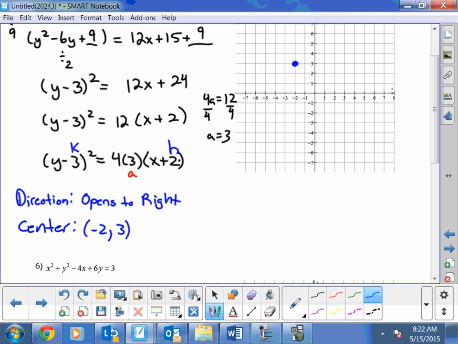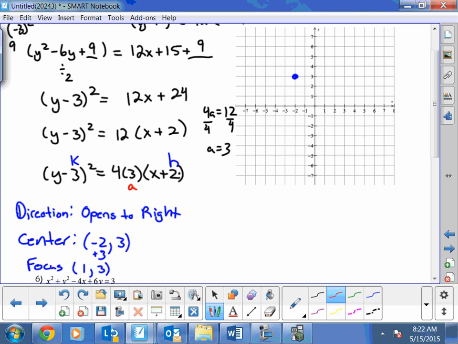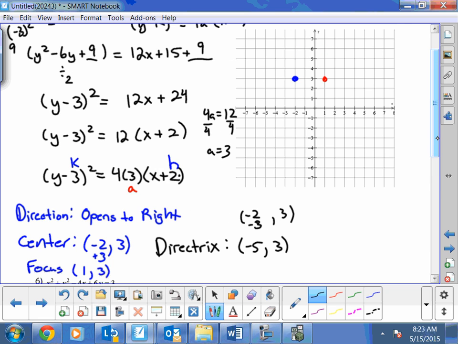And then from this point on, we go our a value to find the focus, not foci, because there's only one. It's going to be plus a to this one, so plus 3. So if you need the exact point, it's going to be 1, 3, and it's going to show up on here too, because you count 3 values this way. And to come up with the directrix, it's going to be the other distance. We take our center, negative 2, and subtract a, which is 3, and keep the other 3. So we're going to get negative 5, 3, and this should be verifiable by the equidistance of this one right over here. And there it is.